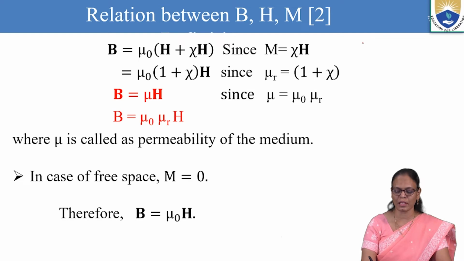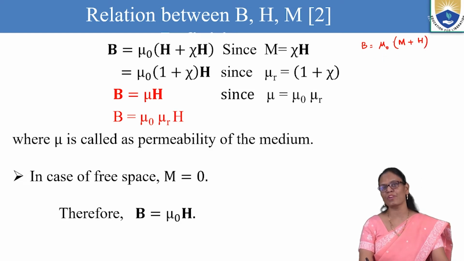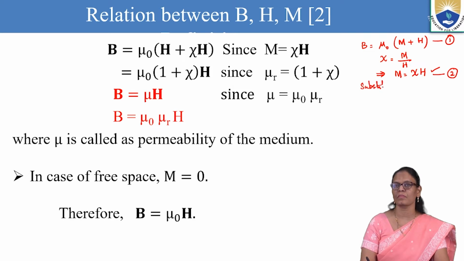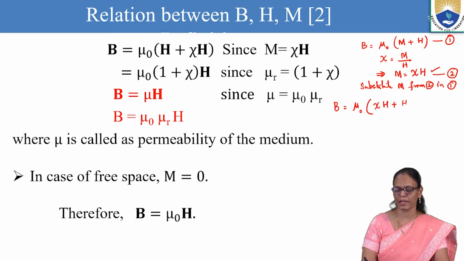Now we are going to see the relationship. What we have seen here is B is equal to mu naught into M plus H. What is M? We have seen the relation for chi: chi is equal to M by H. So this implies M is equal to chi H. I take the first as equation 1 and this as equation 2. I will substitute the M value from equation 2 in equation 1. So what do we get? B is equal to mu naught into chi H plus H. I can take H outside, so B is equal to mu naught into chi plus 1 into H.